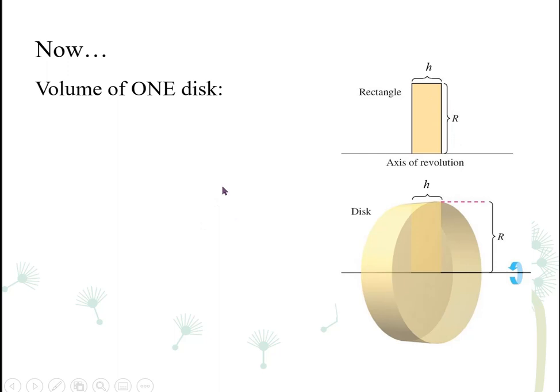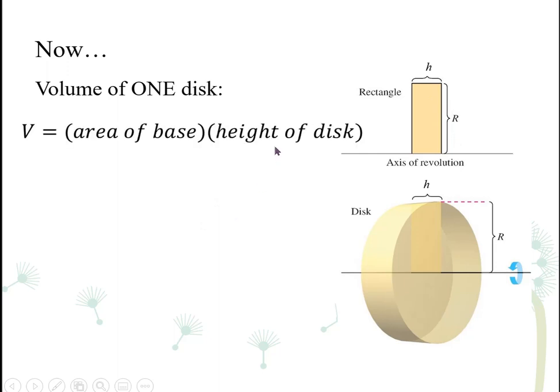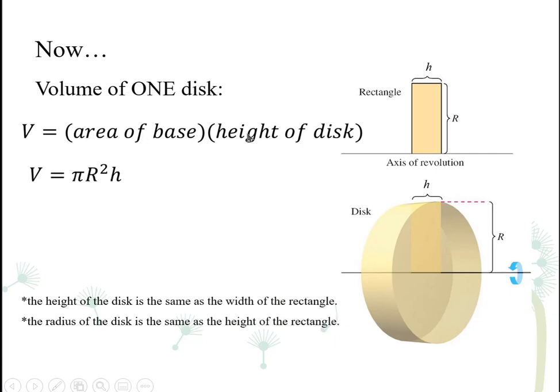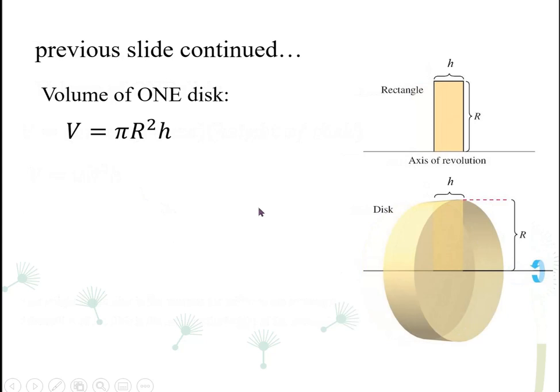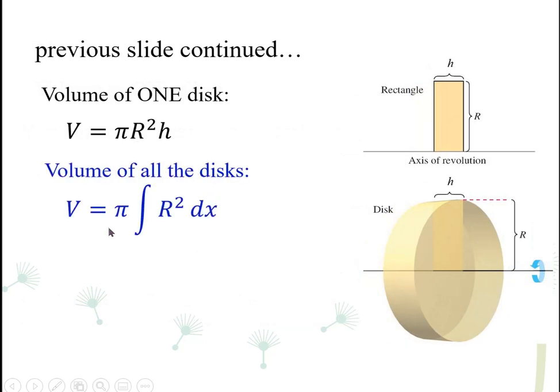Now we use big R here because when we do the washer method, we're going to have a big R and a little r. So again, the volume was the area of the base times the height of the disk, so pi big R squared times h. We want to find the volume of all of those disks, which we can do with some math magic that I'm not going to show you. It's just going to end up being pi times the integral of r squared dx.